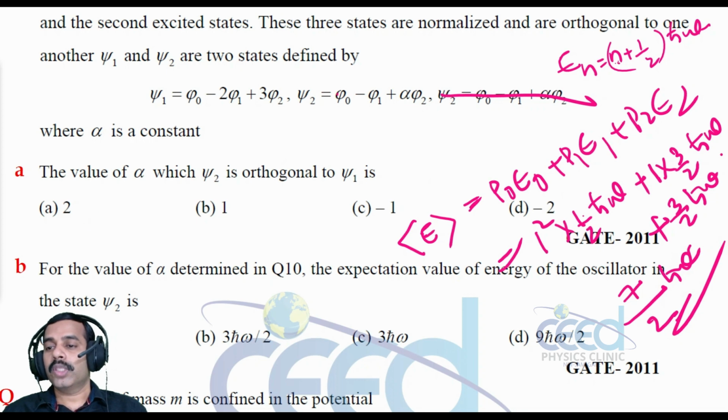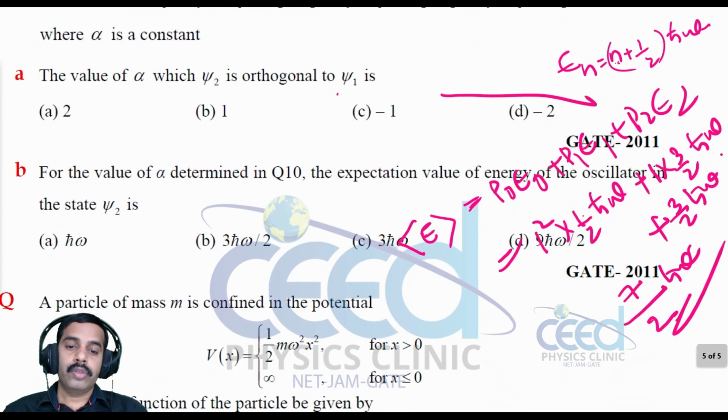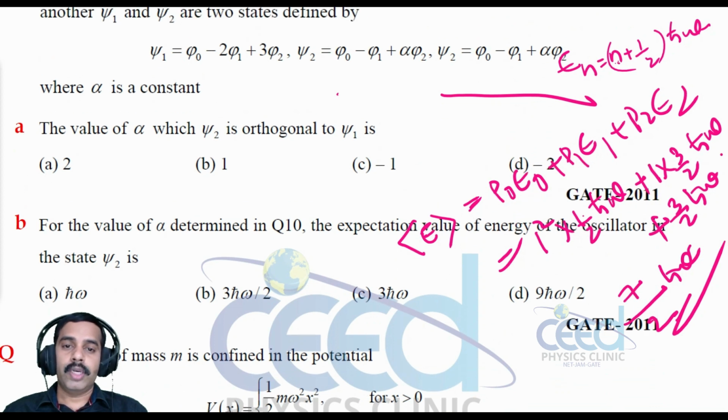So which one is the option? So did we make any mistake? One minute. Oh, sorry, we made a mistake here. Look into this. Here the state is 1. Here the state is 2, so 2 plus 1 by 2 into h cross omega. So 5 by 2 h cross omega.